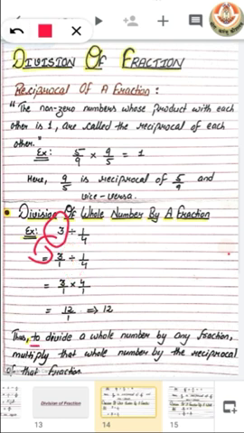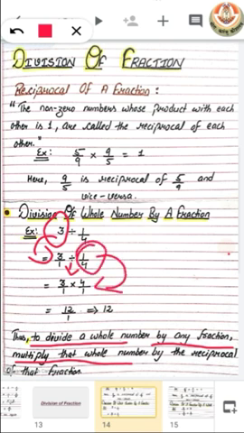That means to divide a whole number by any fraction, we have to multiply that whole number by the reciprocal of the fraction. Means when we convert this division sign into multiplication, in the same step we will convert that divisor into its reciprocal. After this, we can easily solve the multiplication of two fractions and we will get answer.